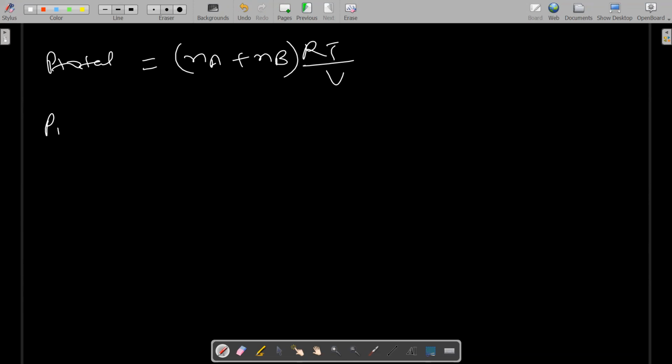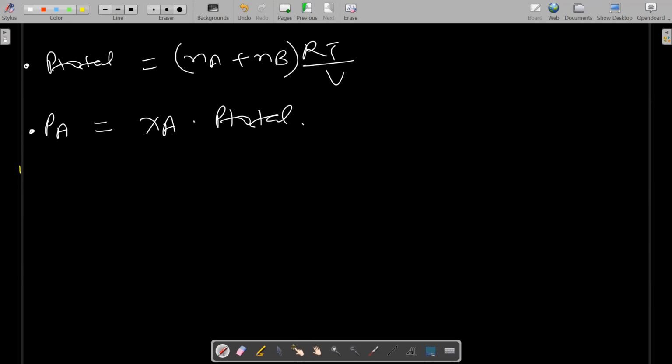If I write PA, then PA is equal to chi A into P total. Okay. So what is the meaning of chi A? Chi A is Na upon Na plus Nb, the number of moles of A upon the total number of moles. And we can derive this.